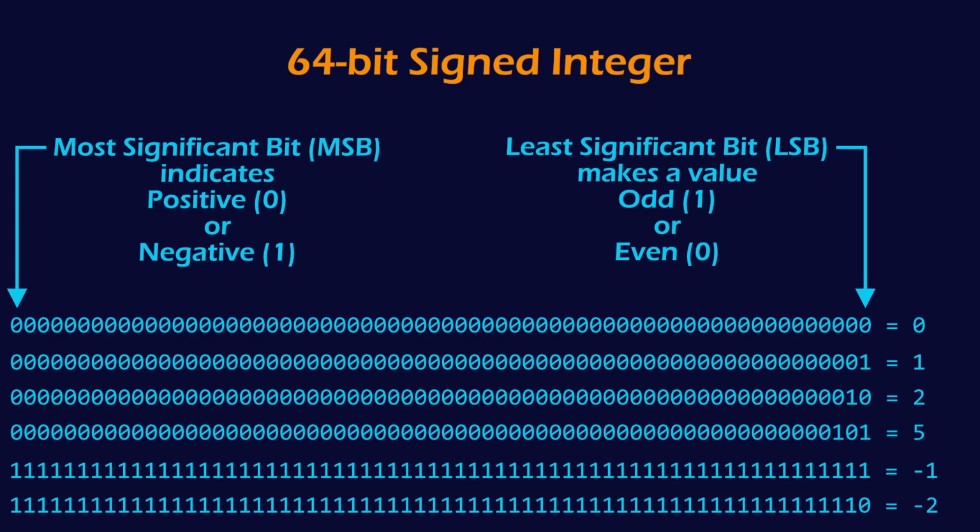The 64th bit is nominally the highest value bit, and so it is called the most significant bit. Conversely, the first bit contains the lowest value part of an integer, and hence is called the least significant bit.